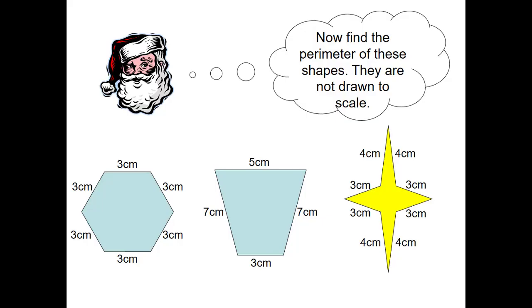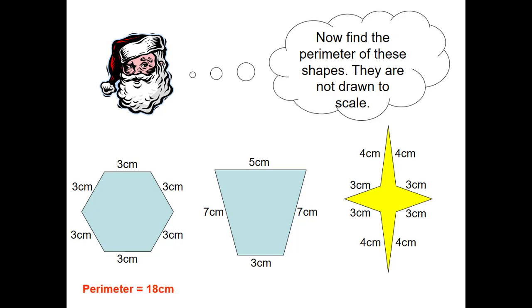So now find the perimeter of these shapes. Remember, these shapes are not drawn to scale. Not being drawn to scale means that those are not actually 3 centimeters and those are not actually 5 centimeters or 7 centimeters, just a representative of those centimeters. So the first one, the second one, and the third one. You can pause the video and work the answers out and see if you get them correct before I display them. So let's see. I hope you paused the video before you saw these answers.